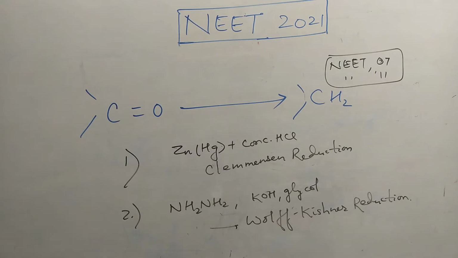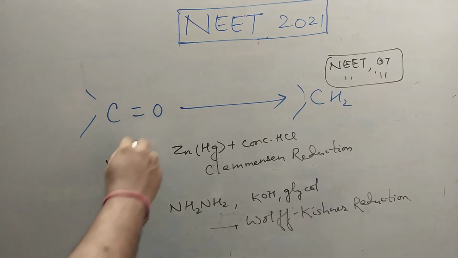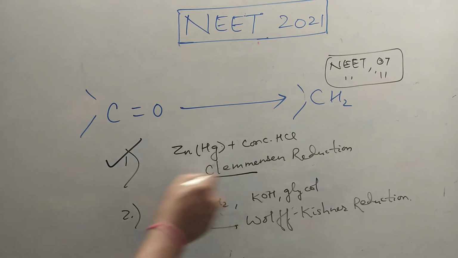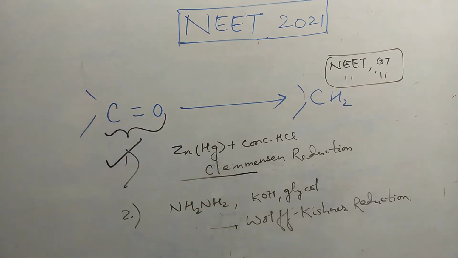Now two more questions were asked based on reduction of carbonyl compound to alkane. In 2007 they asked, when carbonyl compound is converted into alkane, what is the reagent we use? If the reagent used is zinc amalgam and conc HCl, then the reaction is called Clemmensen reduction. It converts the carbonyl compound to alkane.